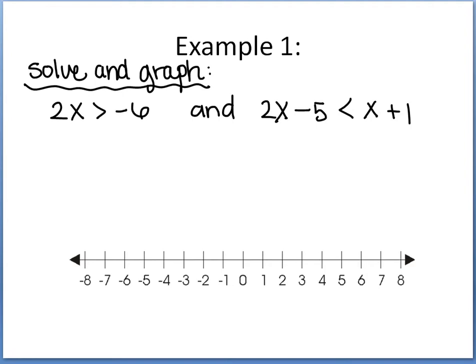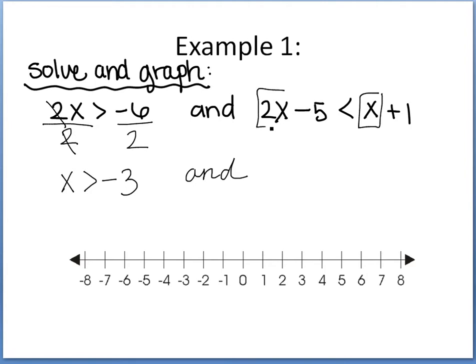Example 1. Solve and graph. 2 times x is greater than negative 6. So we're going to undo what's happening to the x, which is multiplying by 2. And so we're going to divide by 2. Cancel, cancel. X is greater than negative 3. And over here I've got x's on both sides. So I'm going to move one over. I'm going to subtract this x. I get x minus 5 is less than 1. Now there's only one thing happening to the x, and that's subtracting 5, so I'm going to add 5.